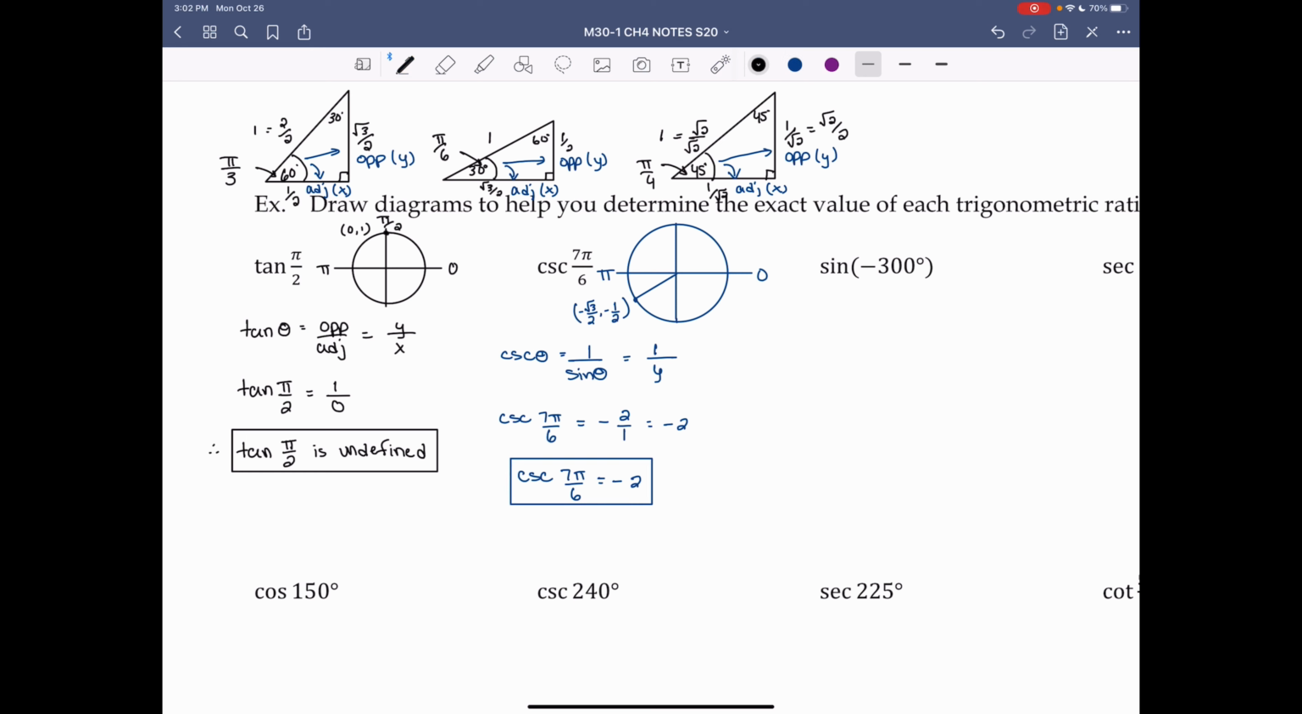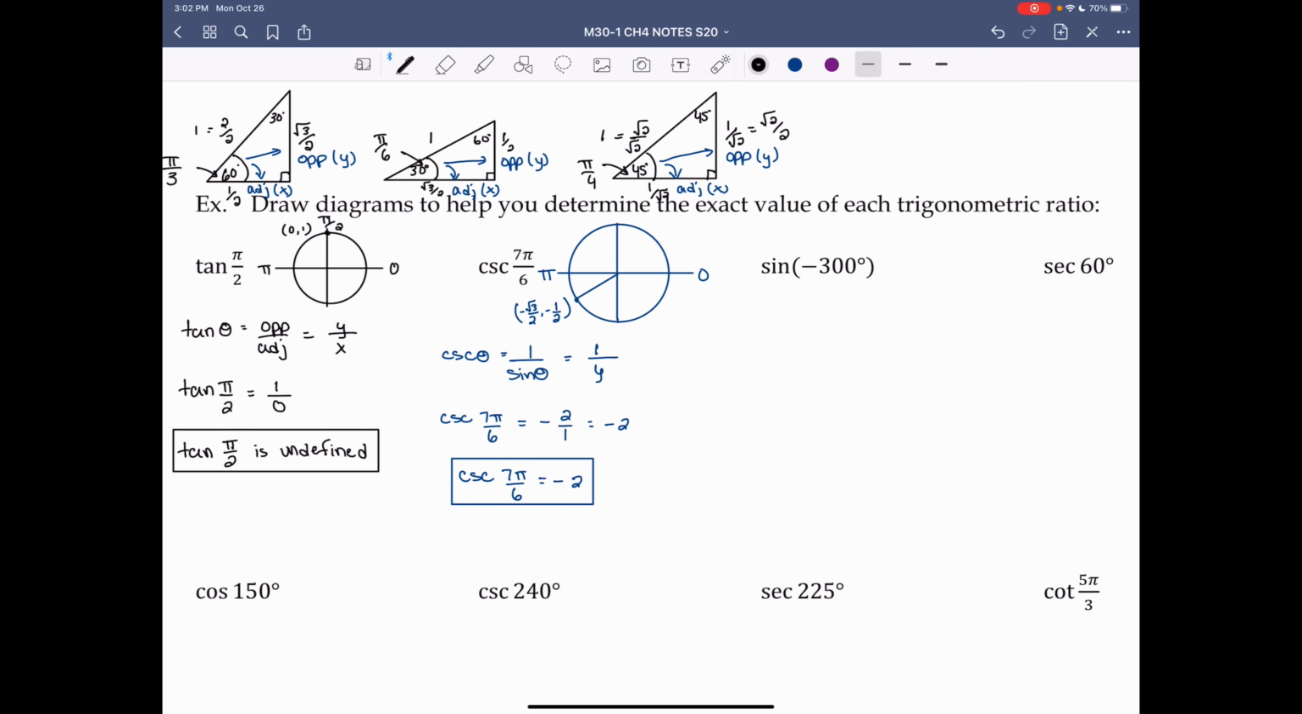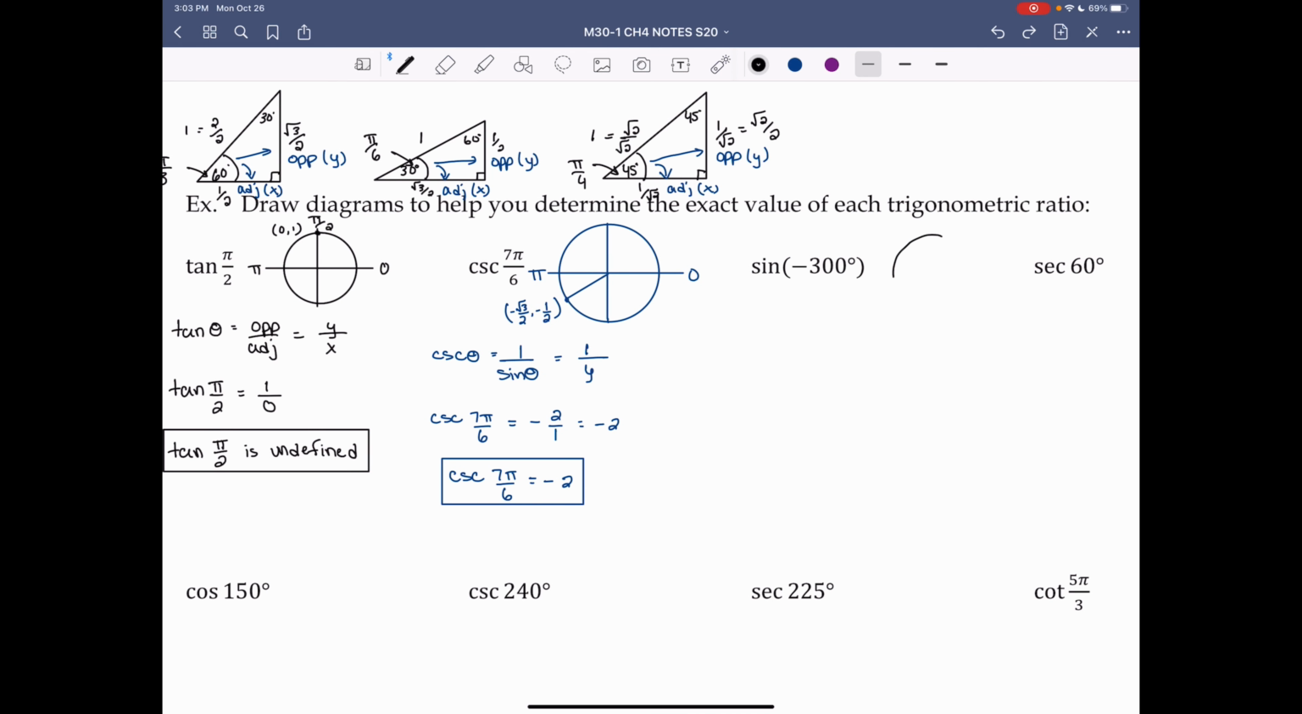Next, sine of negative 300 degrees. Draw a diagram. Negative 300 degrees, so we're going clockwise. The whole way around is 360, so our terminal arm is stopping 60 degrees before making a full rotation, which would put it there. So that's negative 300. And then our reference angle would be 60 degrees.